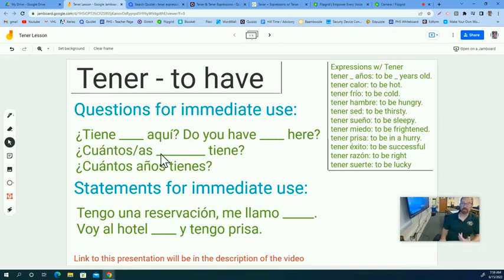The next one, cuántos something tiene, is how many of something do you have? So maybe you want to know how many seats they have available or something like that. You know, cuántas sillas tiene? You could use that question.